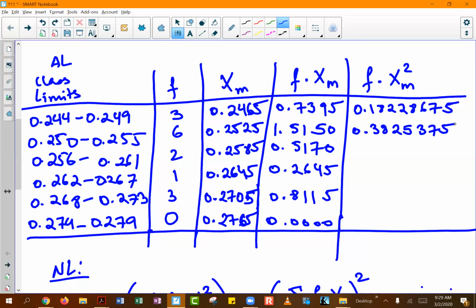Okay, so the next one is going to be 0.2585 squared and then multiplied by 2. Then we've got 0.2645 squared, and that's just multiplied by 1. So this guy will be 0.06996025. Again, remember you are only using the midpoint column.